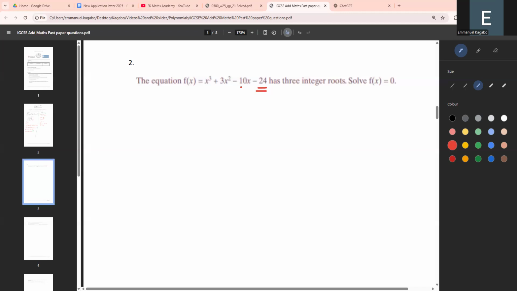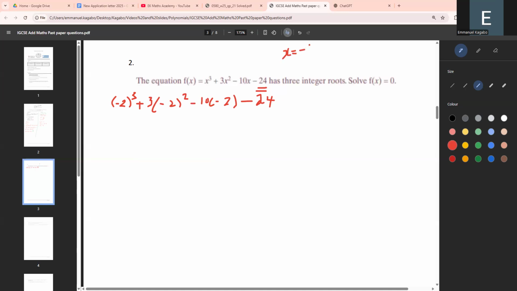But from experience, most of the time from 1 to 4, you're going to get the number that will, when substituted there, give you a remainder of 0. So now, can I put there negative 2 and see if it gives me a remainder of 0. So it's going to be negative 2 to the power 3 plus 3 bracket negative 2 squared altogether minus 10 bracket negative 2 minus 24. This should give me 0 if what I've chosen is right, because I'm saying x equals negative 2.